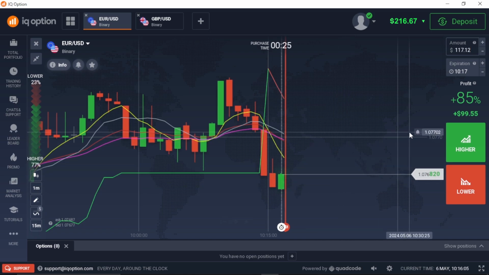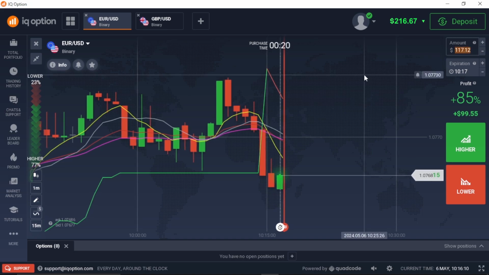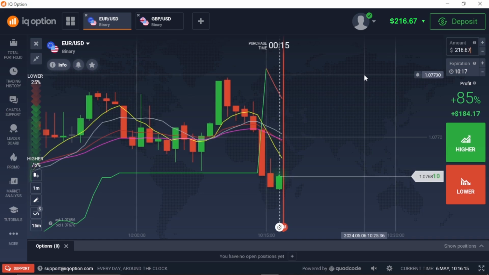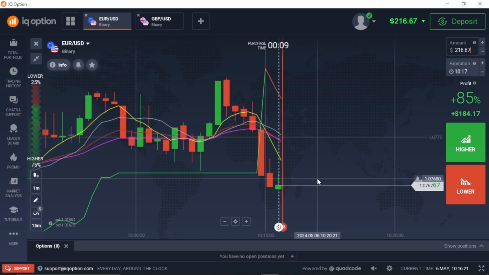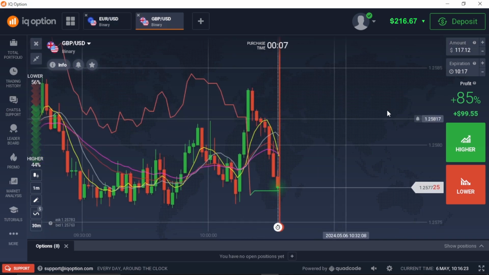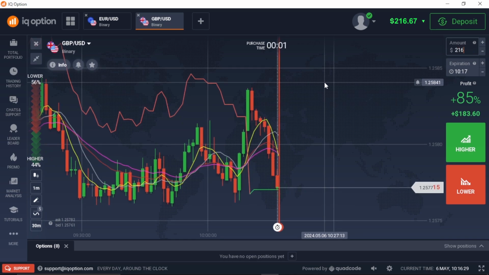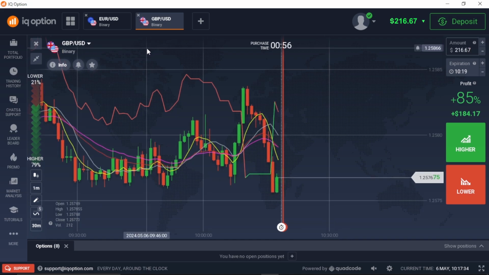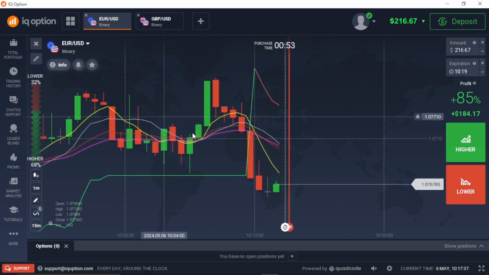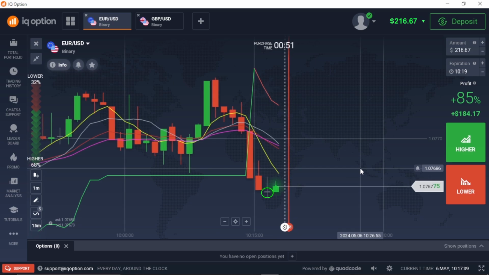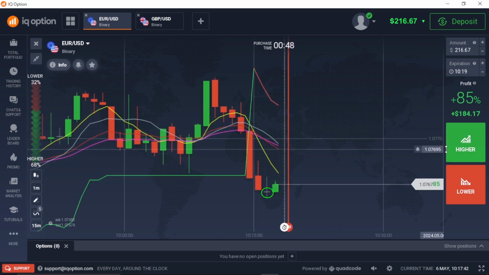Okay, let's make another one. So here I follow the grey candle which shows me to take higher.